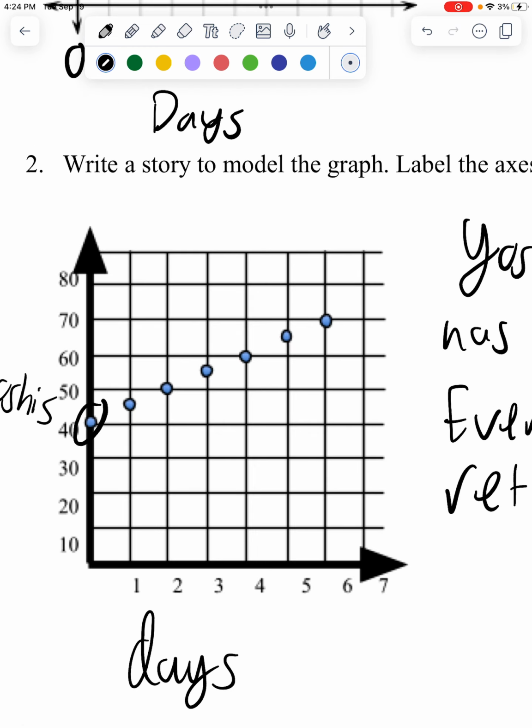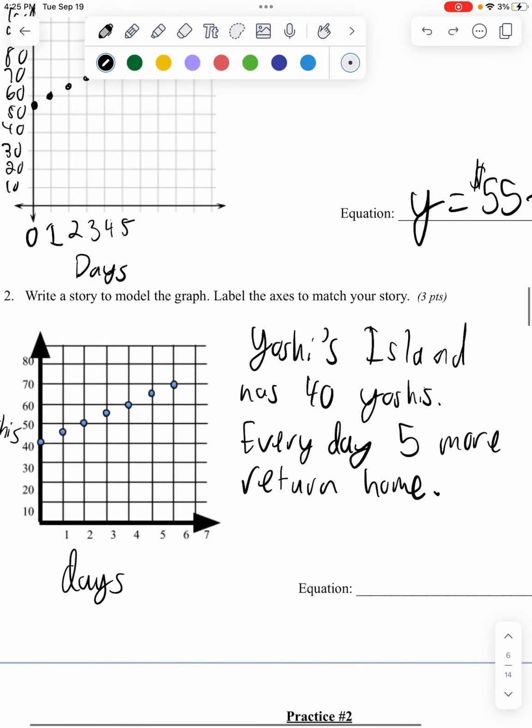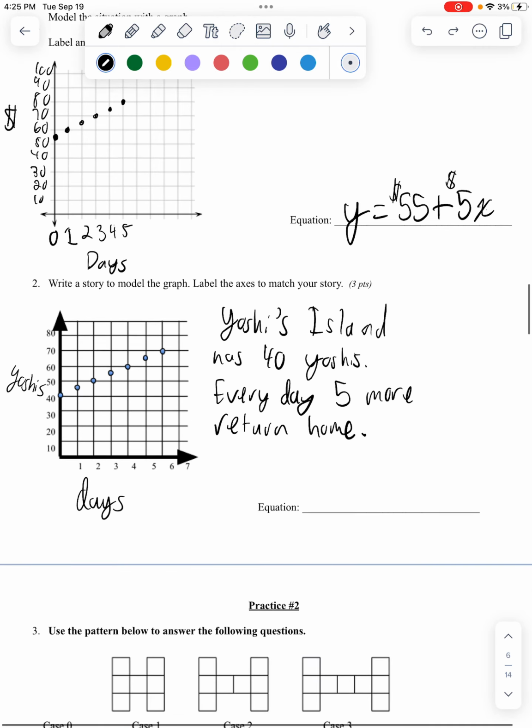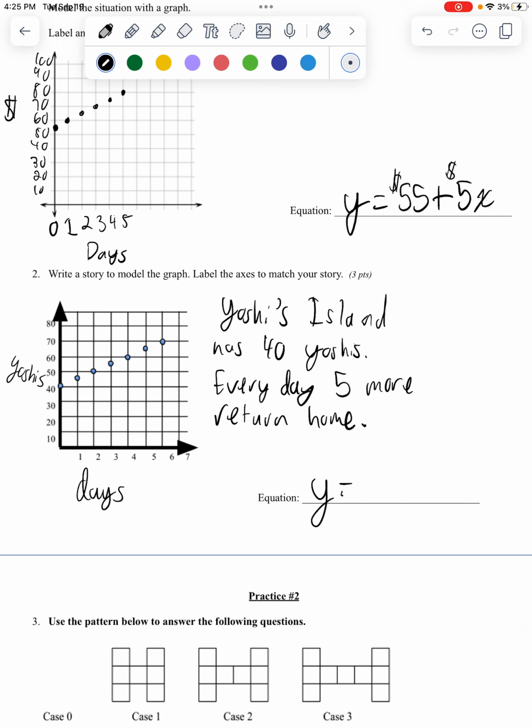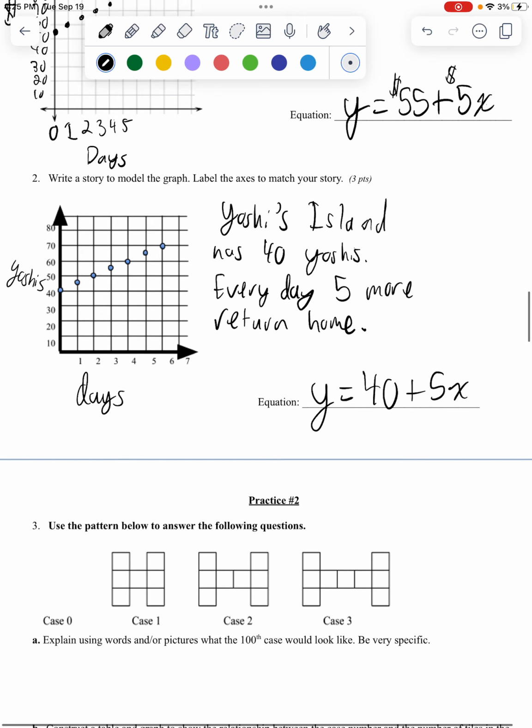Well, I know after 0 days we start with 40, and after 2 days we have 50. So that's 10 Yoshis every 2 days, which is once again 5 per day, just like the one we just did up here. So my equation would be y equals my starting Yoshi value 40 plus 5x.